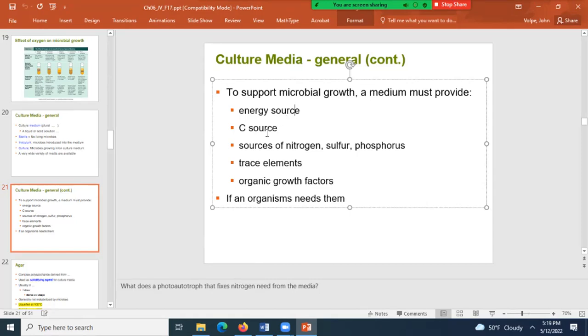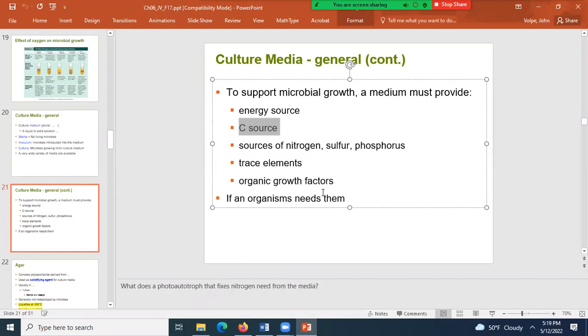And it's a photoautotroph, so we don't need to supply a carbon source in the media because it can pull carbon from CO2, meaning it's an autotroph. We would need to supply sulfur and phosphorus and trace elements in the media. Photoautotrophs generally do not need organic growth factors because they can make their own organic growth factors.